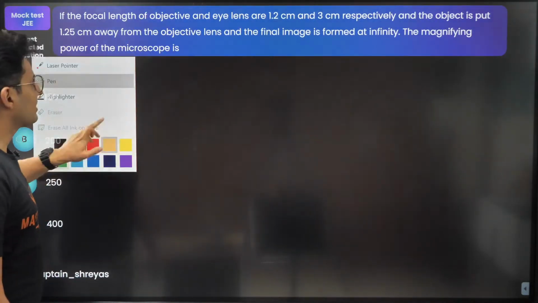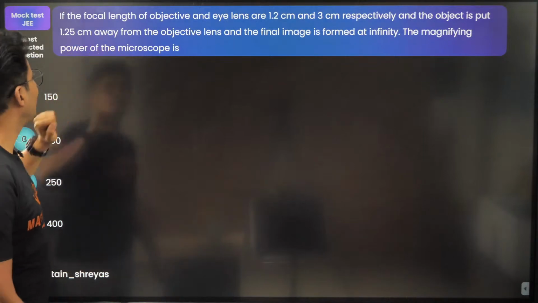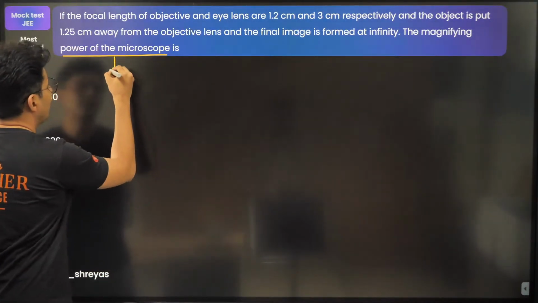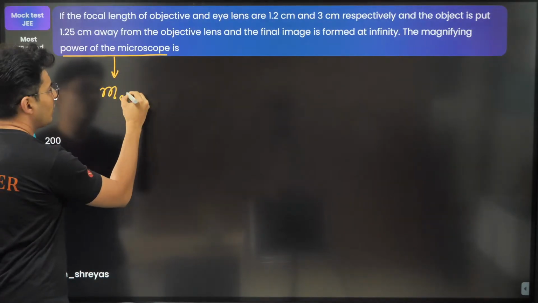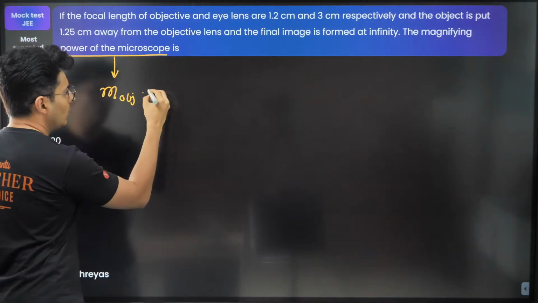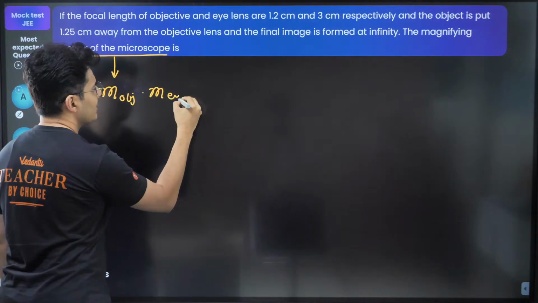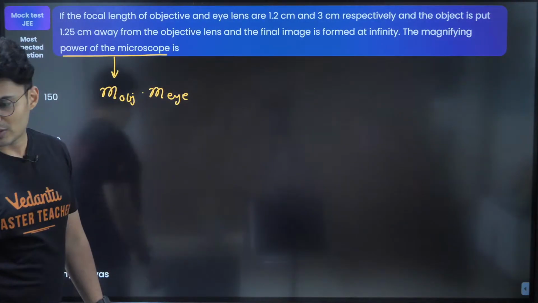All the EMFs are the same. So what do we do? Magnifying power of a microscope. Do you know the formula? The formula is the magnifying power of the objective into the magnifying power of the eyepiece. This is the formula. That's all.